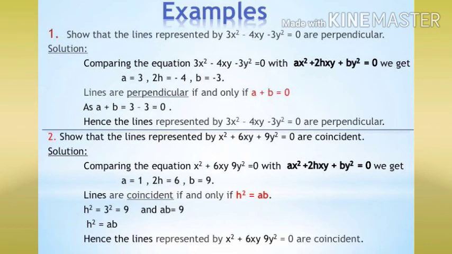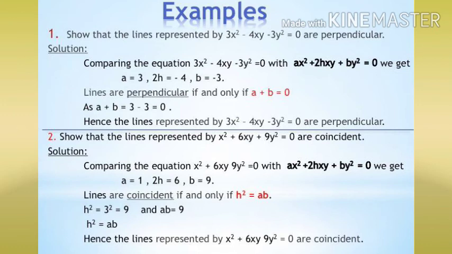Now we know the condition of perpendicular lines: a plus b is equal to 0. So what is a plus b? We get 3 minus 3 is equal to 0. So the condition is satisfied. Hence we can say the lines represented by the given equations are perpendicular. Okay. Now move to the next example.